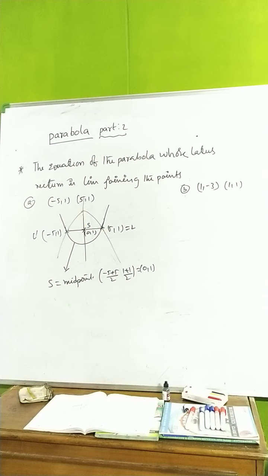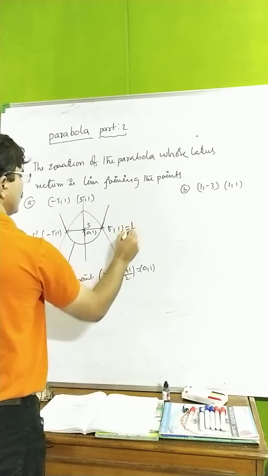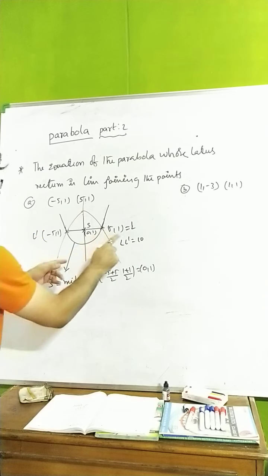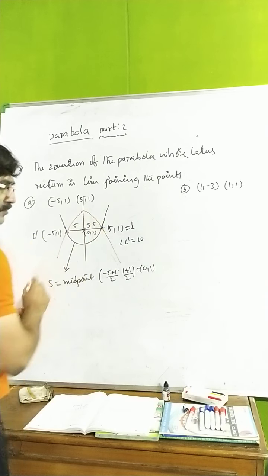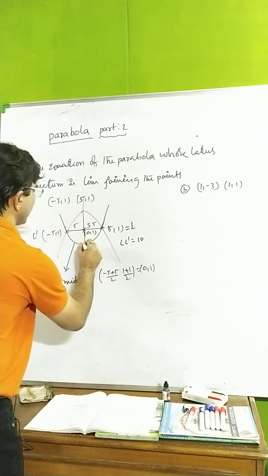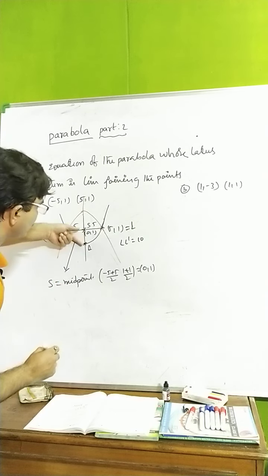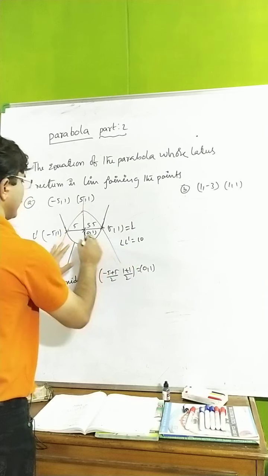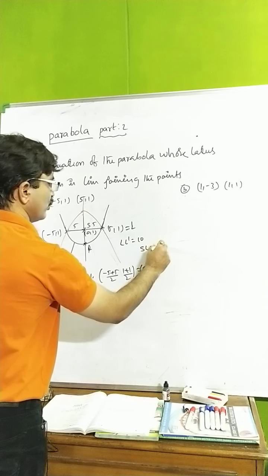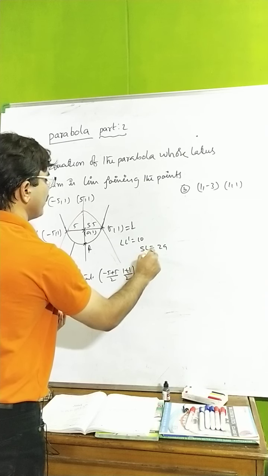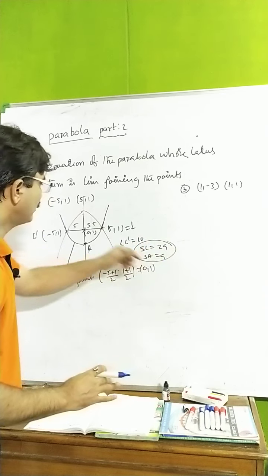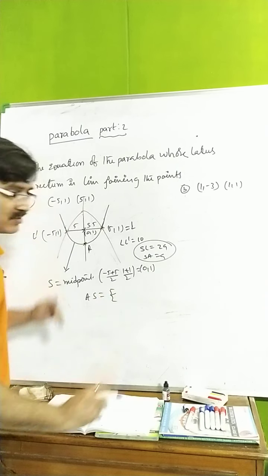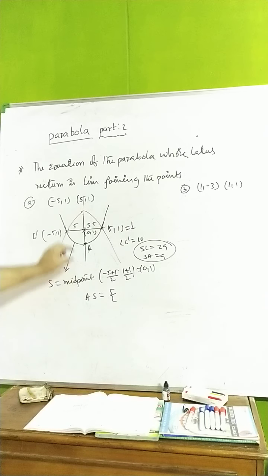The next thing is very important for us. LL dash is how much? LL dash is 10. If LL dash is 10, this is 5 and this is 5. If SL is 2a generally, then SA becomes a, half of this. Keep this point in your mind. So easily you can identify that AS is 5 by 2, half of this. AS we know very well is 5 by 2.